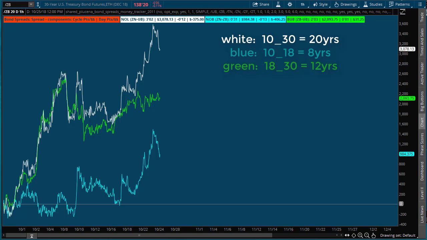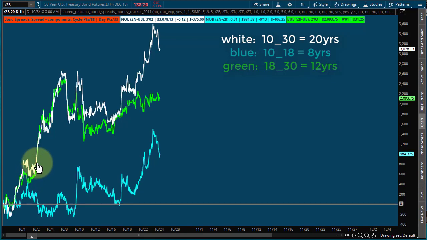Do we want to be long the 10-year? Do we want to be long the ZB? Do we want to be short the 10-year or short the ZB? For instance, right here, we know definitively 10s to 30s is getting very steep.